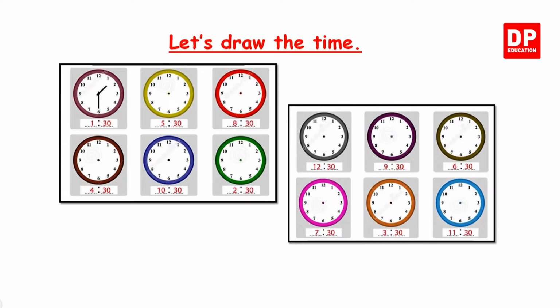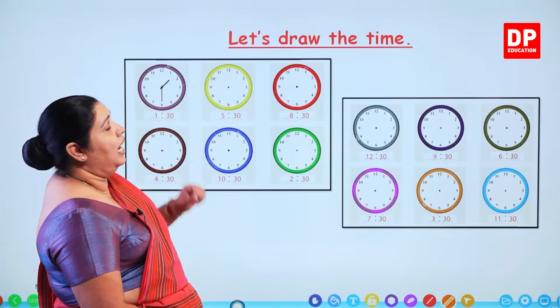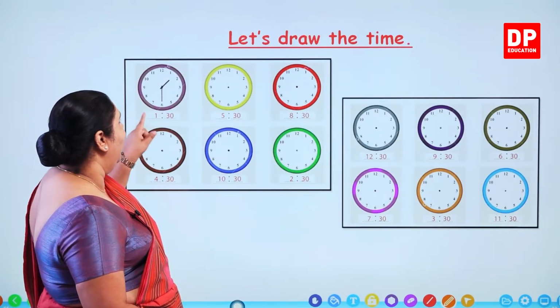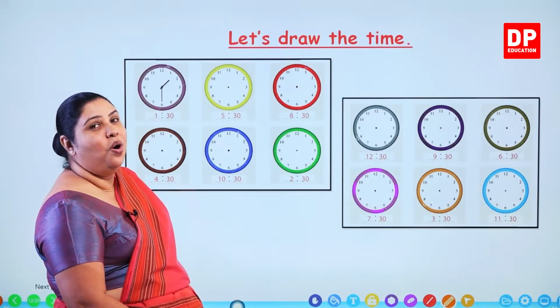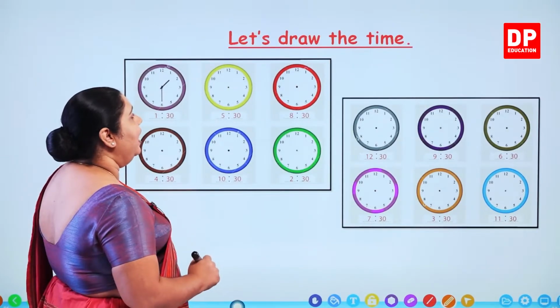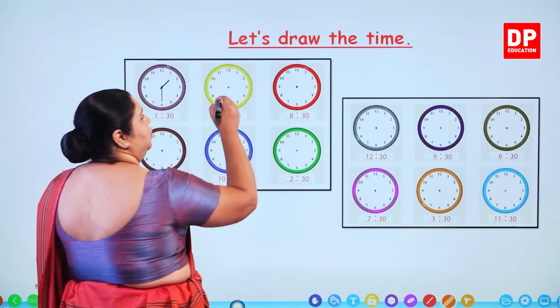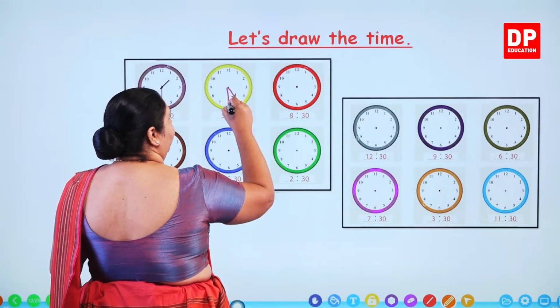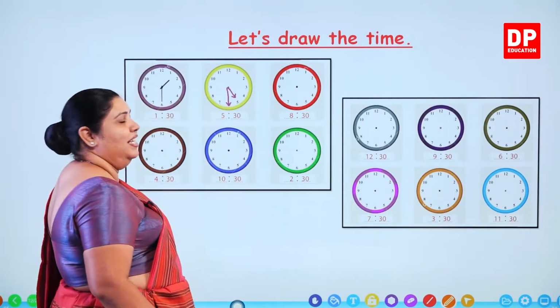Right. Okay. Draw the time. Let's draw the time. Oh, now can you see? 1:30. Now we are going to draw the two hands. 5:30. Now the short hand should come to number 5 and the long hand should come to number 6.